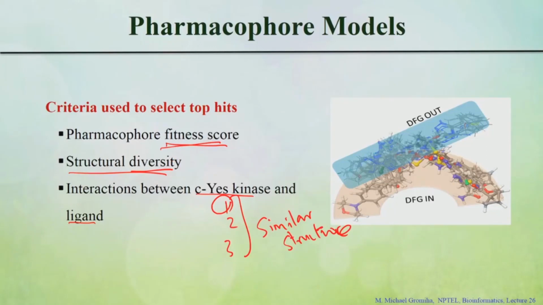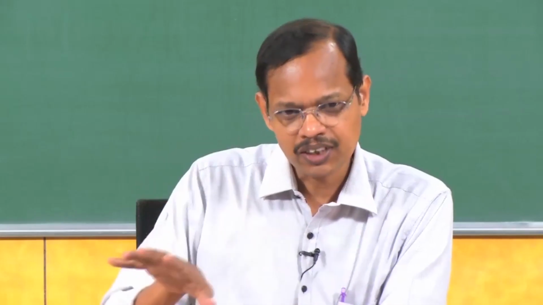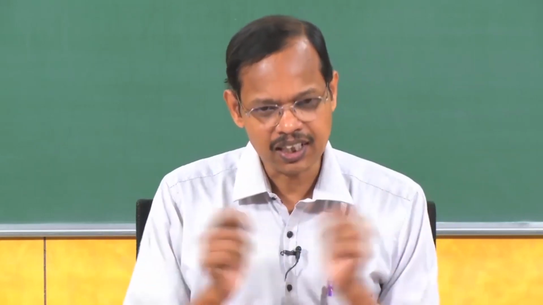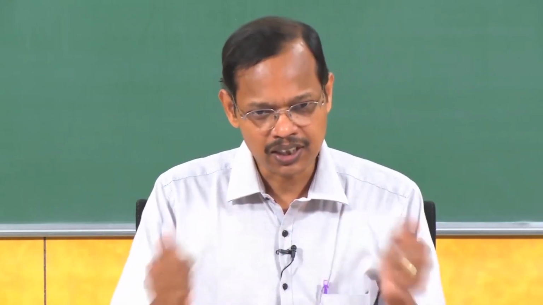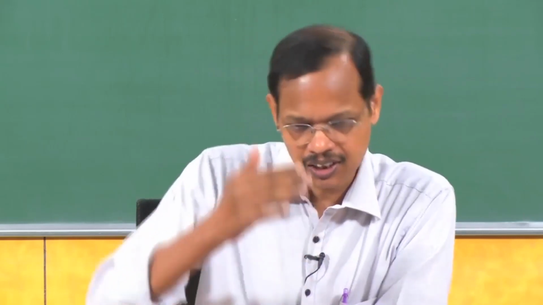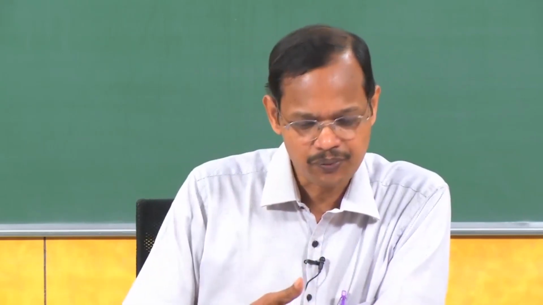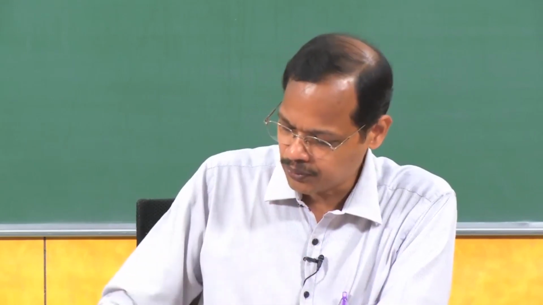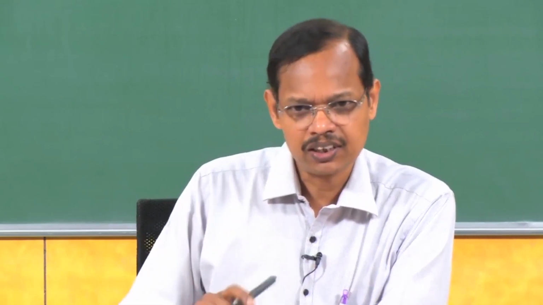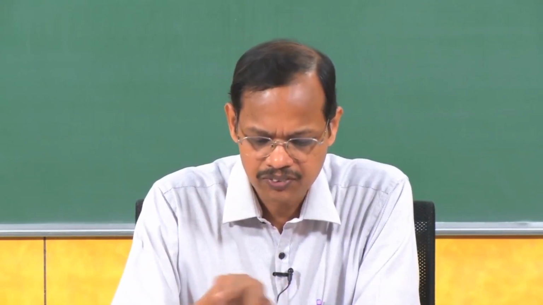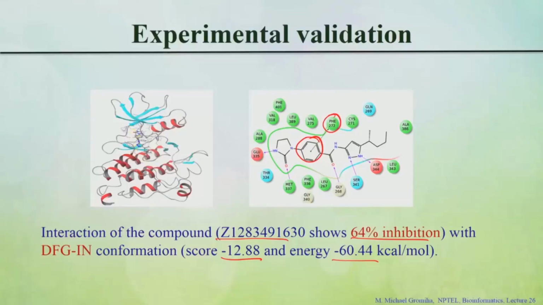Once the second refinement is over and you select the compound, you look closely at the interactions between CS kinase and the ligand, how they interact. If you are comfortable, then we can rank based on this order. Finally, you can select these compounds. Then we compare with the experiments, and you can see the direct interaction between the ligand and the amino acids, and you can see the good types of interactions. For example, here the score is 12.88 and the energy 60, and you can see 64% inhibition. You can do likewise for any targets.